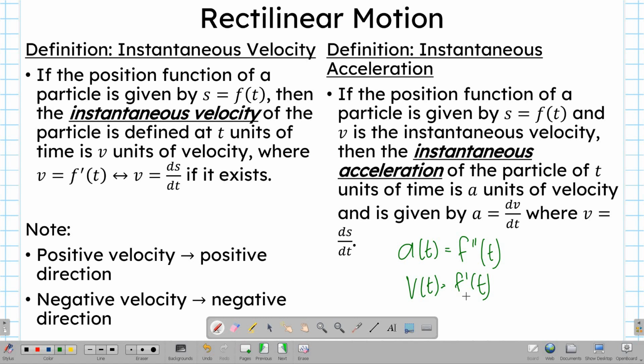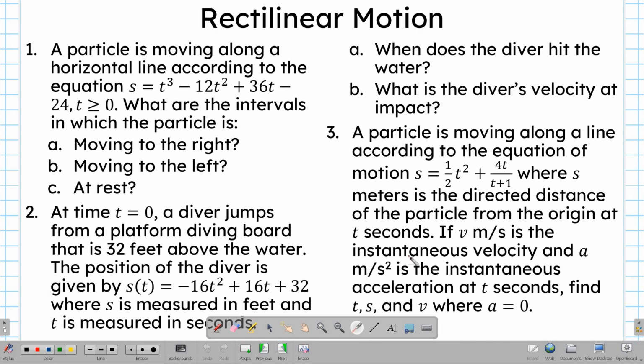So velocity is the first derivative of position, acceleration is the second derivative of position, and also the first derivative of the velocity. Because as we define, acceleration is the rate of change of the velocity, while velocity is the rate of change of the position. Hence the use of derivative. So now let's have some problems involving rectilinear motion.